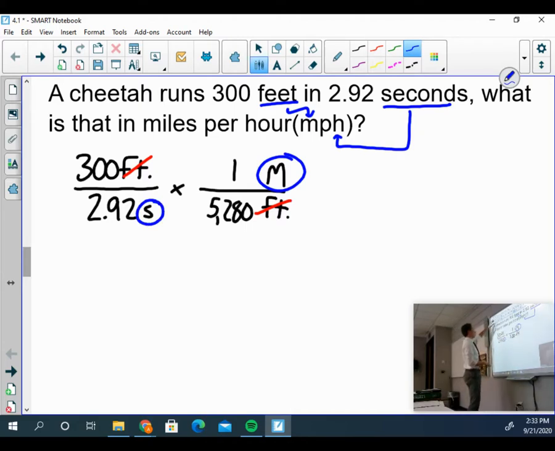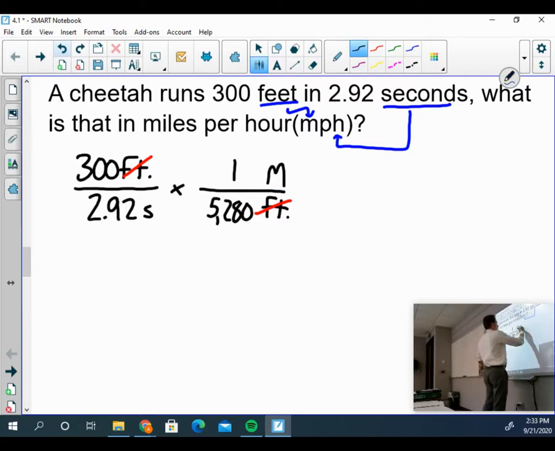No, we want to get miles per hour. Well, let's multiply by another ratio. So I've got the miles I want. Now I need to focus on seconds. Do I want seconds? No, I want to replace seconds with hours.